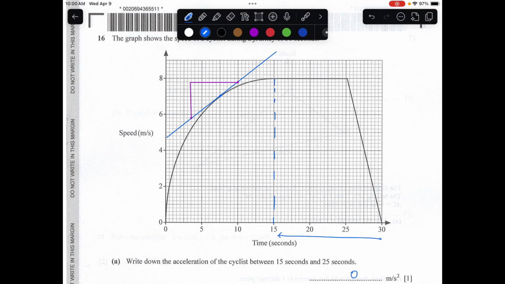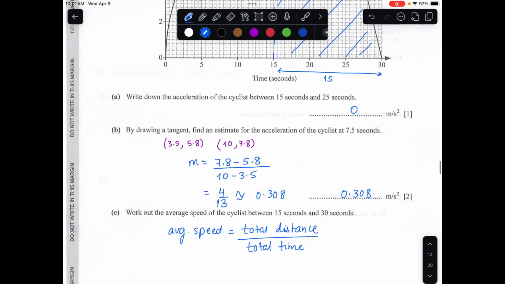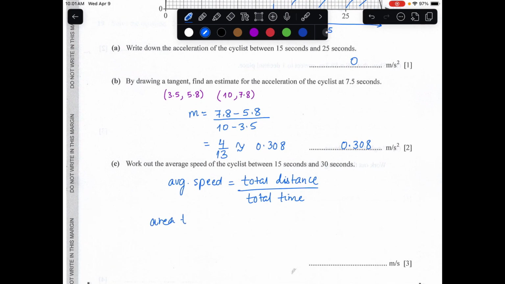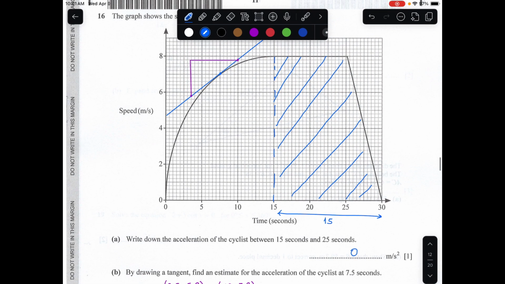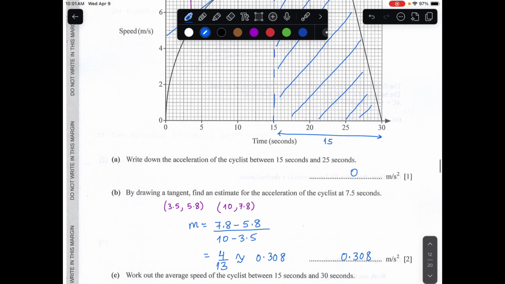So the total time is 30 minus 15, which is 15. So basically we need the area of this part. Let us calculate the area of the trapezium there. You can divide it into a triangle and a rectangle, but the area of a trapezium is much easier. So I know that here it is 15 and here it is 25. So this length is going to be then 10.